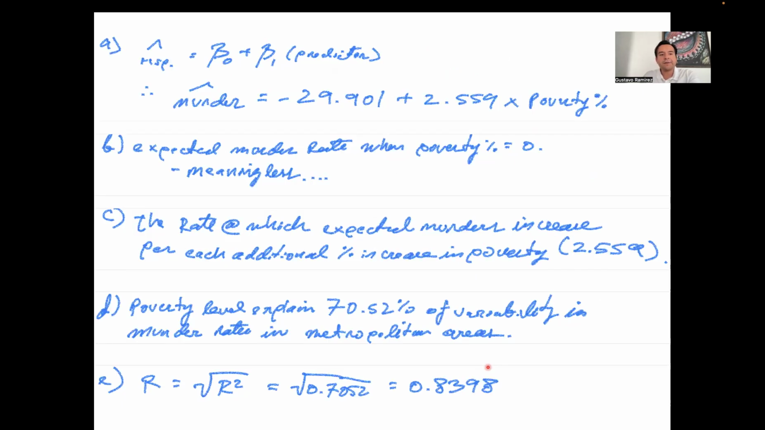Let's move on to B, interpretation of the intercept. Expected murder rate when poverty is equal to zero is more or less what the y-intercept is telling us. In this case, we've got a negative 29.901 y-intercept, and in reality, you can't have negative murder rates. This is truly absurd. It's just completely meaningless, and that's okay.